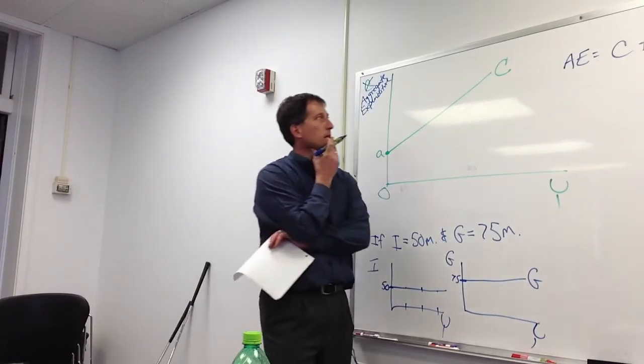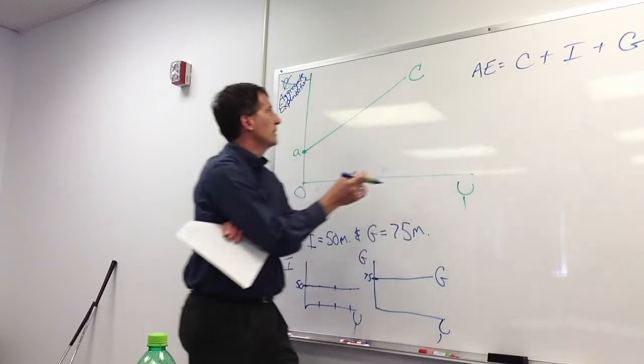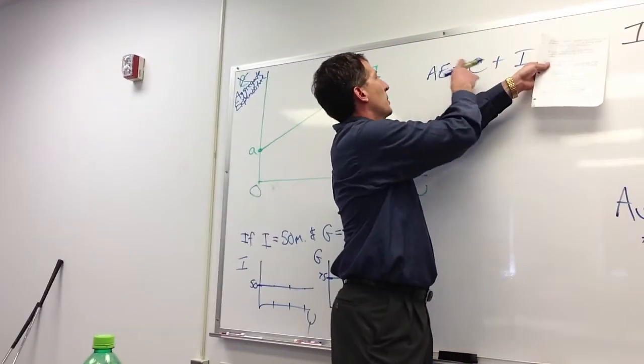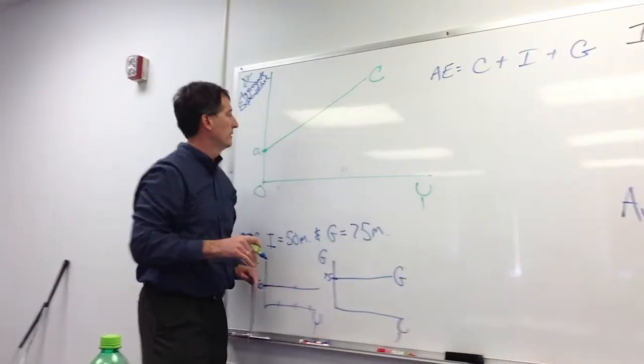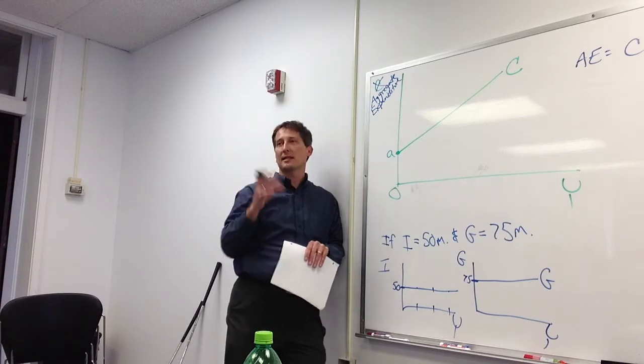What does that start to do to our line? If I add 50 million to the picture and I just break it down slowly and I say, suppose we look at C plus I. What happens to this function if I look at now the C plus I function?